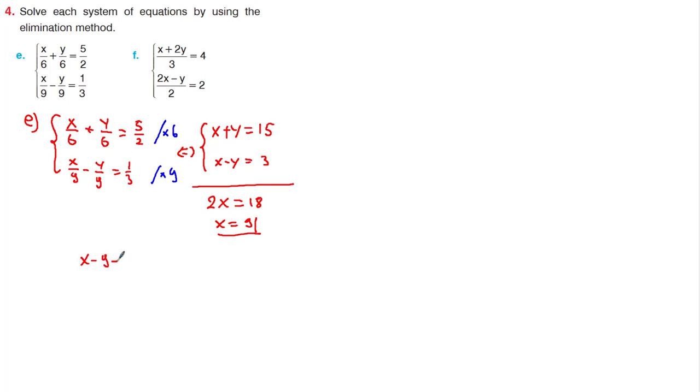X minus 9 is equal to 3, so x is equal to 12. So we got these two solutions. Then y, I substituted on y. So 9 plus y is equal to 15. Y is equal to 15 minus 9, that makes it 6. So x is 9 and y is 6.